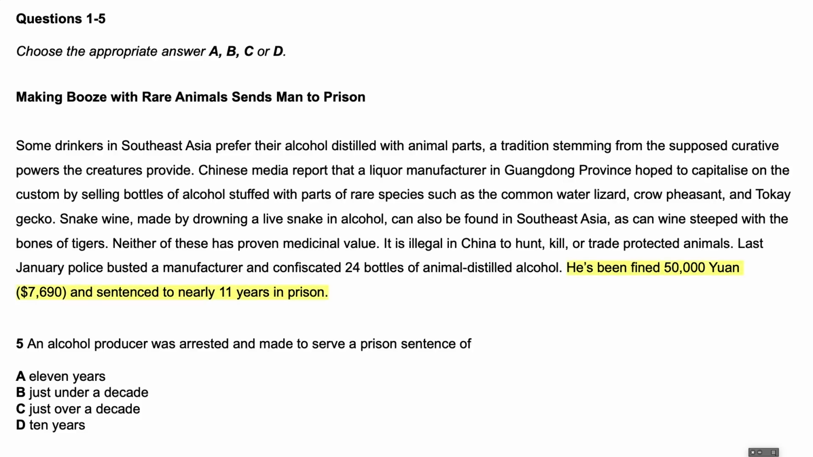Okay, if we look closely, we can see this part of the paragraph. Now, even more specifically, we're looking at this phrase here, nearly 11 years in prison. So what is the equivalent of nearly 11 years in prison? Is it 11 years? Well, not really, because nearly 11 years is different from 11 years. Just under a decade? Well, that would be below 10 years. Just over a decade? That looks pretty good. Or 10 years. Okay, hopefully you got the right answer there, which is just over a decade.